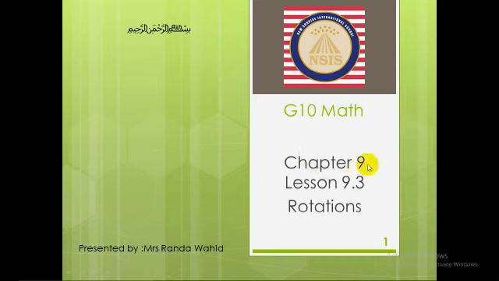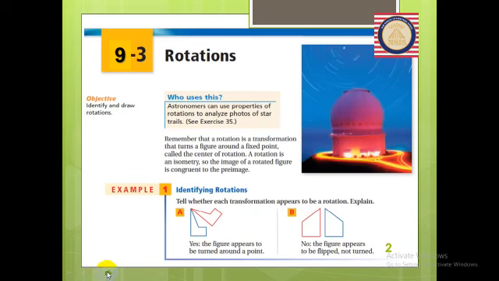Today's lesson is in chapter 9, lesson 9.3, rotation. Of course, in the last two lessons we took the first two types of transformations, which are reflection and translation. We said that for the reflection, I must have a line of reflection, and the figure is flipped around this line. And we said about the translation that the figure translates from one place to another.